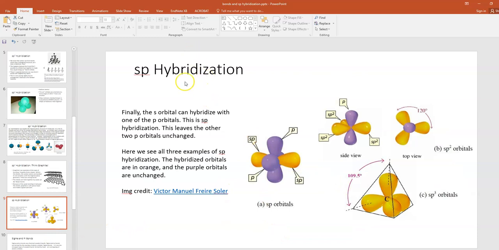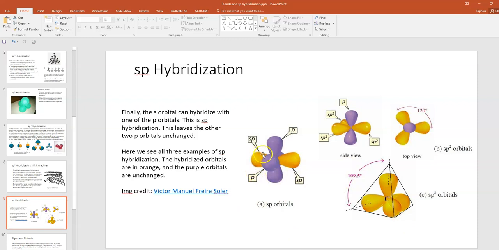You can also have sp hybridization, where you have the s orbital hybridizing with just one of the p orbitals, okay? And that leaves the 2 other p orbitals unchanged. Now in this figure here on the left, that's an example of sp hybridization. This figure shows all three of the different hybridizations carbon can undergo.